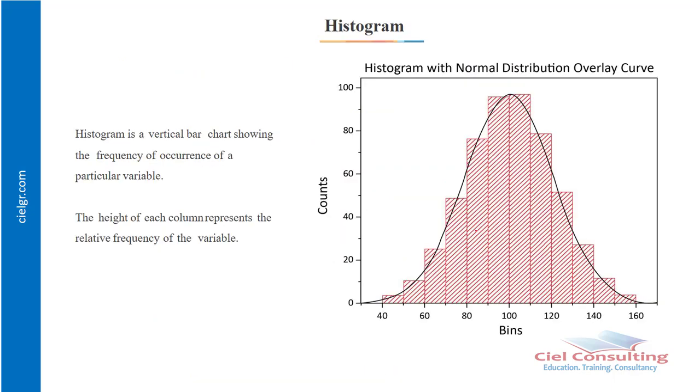Aside from the flow chart, there's also the histogram. A histogram is basically a vertical bar chart. It shows us the frequency of occurrence of a particular variable, and the height of each column represents the relative frequency of that variable. So the histogram is more like a data representation tool that shows us frequency of occurrence. And that's one key thing that the histogram shows us.